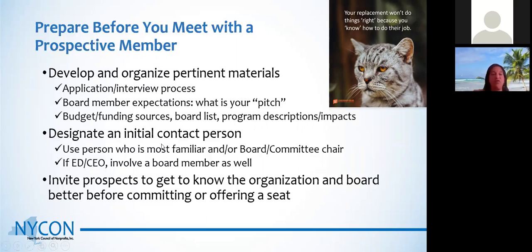Like your budget, your funding sources. Every board member should know your top 3 funding sources, should know who's on the board, and should have a good, clear set of your program descriptions and the impacts that those programs are having.